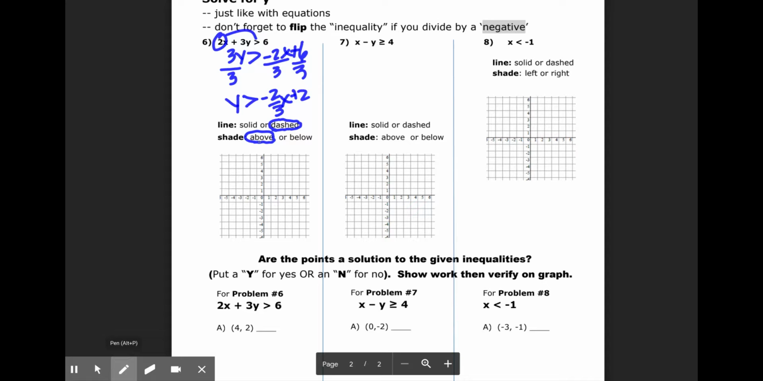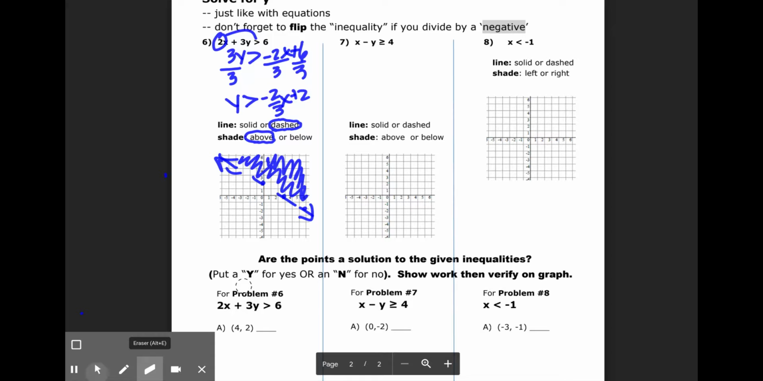So we're going to begin at 2 on the y-axis and go down 2, right 3, go down 2, right 3. And then this will be a dashed line. And then we're going to shade everything above, because we ask ourselves, where are y values greater than the y-intercept of 2? And they're above that line. Now then, I want us to go down below.